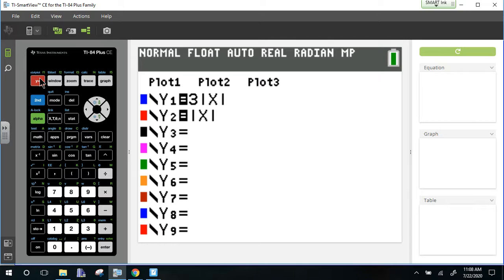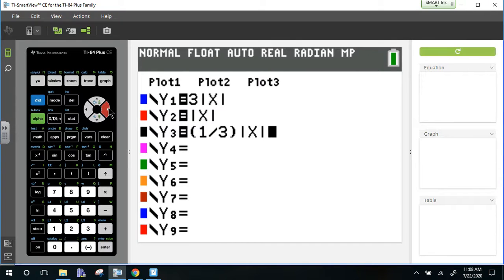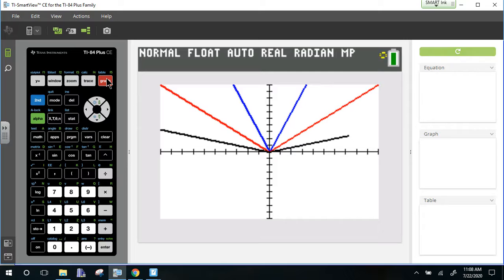Well, what if I graph 1/3? One-third absolute value of x. It's going to make it flatter. So the black one is 1/3 absolute value of x. So a number greater than 1 makes it steeper. A number between 0 and 1 is going to compress it down and make it flatter.